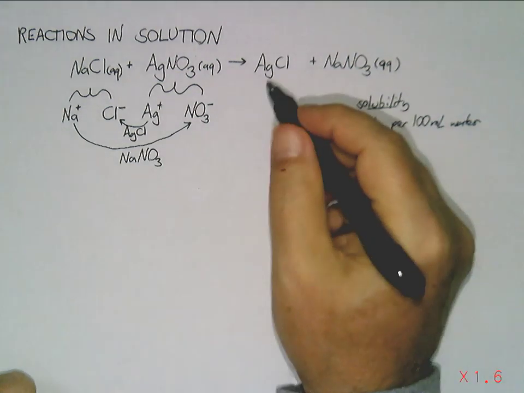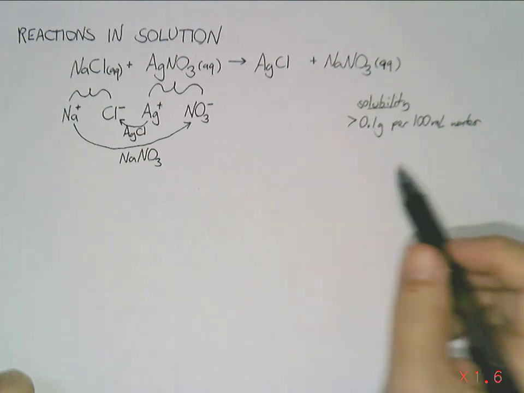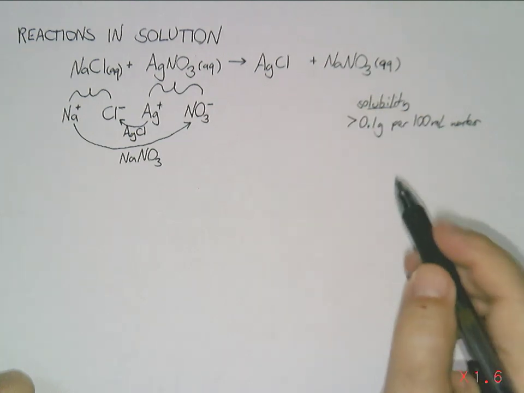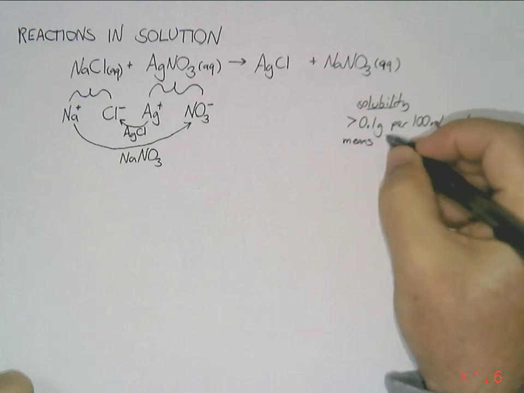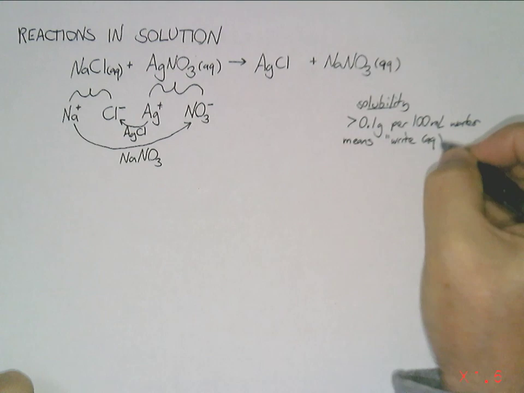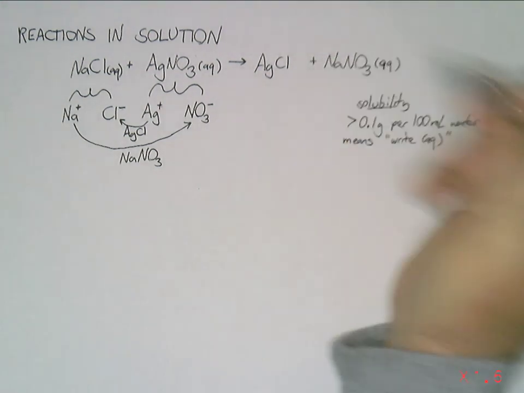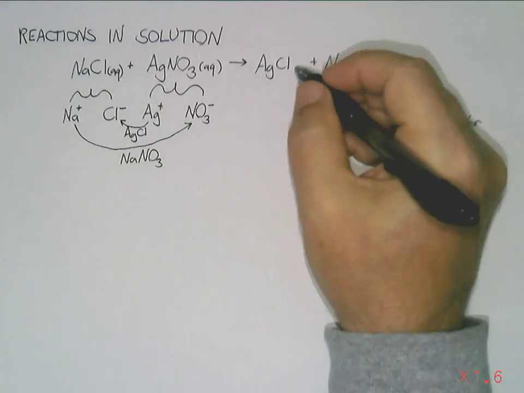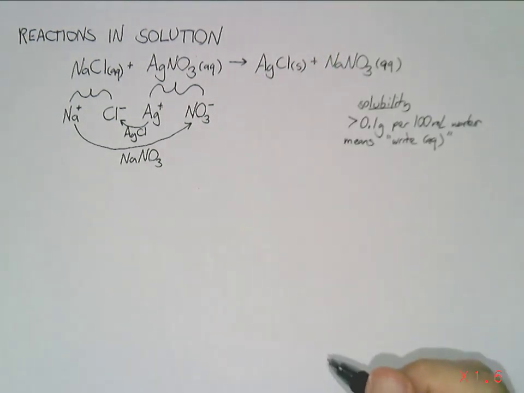Now, if you go and look up the silver chloride, it has a solubility that's less than that. So for that, if it's less than that, I will write a solid after that because it will not dissolve in water. So this is my reaction.